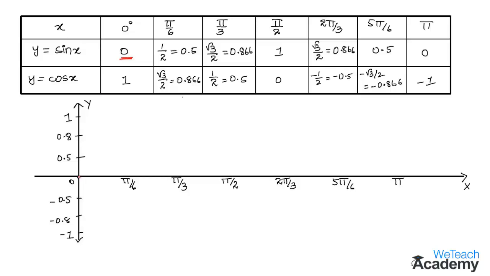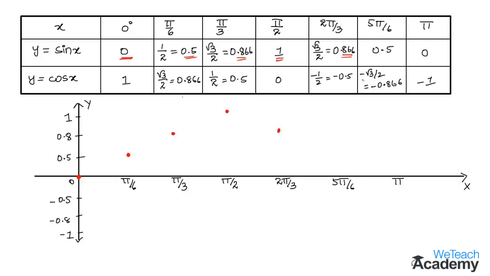So here we get a point on the origin, and then for x equal to pi by 6, the value of y is 0.5. So here we get a point where pi by 6 and 0.5 intersect. And then for x equal to pi by 3, the value is 0.866. So here we get a point where pi by 3 and 0.866 intersect. And then the next ordered pair, which is pi by 2, 1. So here we get a point where pi by 2 and 1 meet. And then the next ordered pair, which is 2 pi by 3, 0.866. So here we get a point.